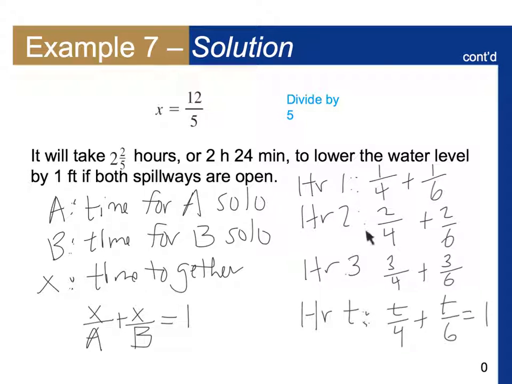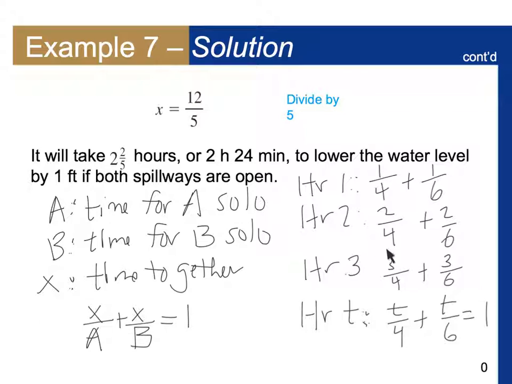Here's an alternative way to look at this problem. Think about what each part is contributing. What we're trying to do is lower the level by 1 foot, so we'll say that's our job. After an hour, spillway A does 1/4 of that job. Spillway B does 1/6 of that. And they're doing it together, so we're going to add those two parts.